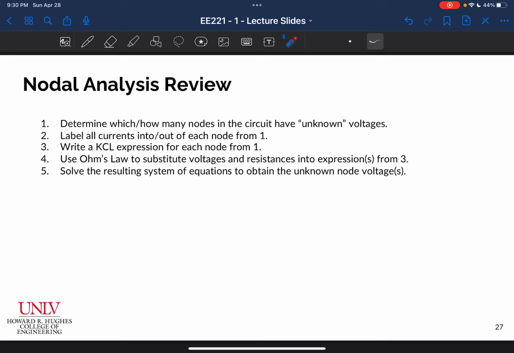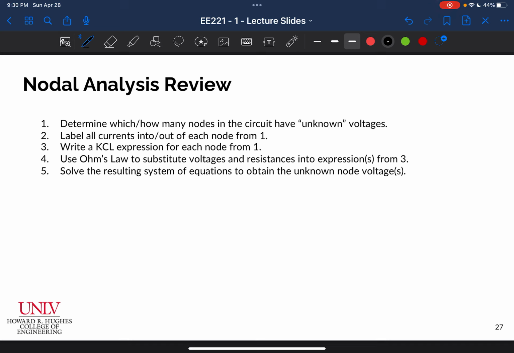I just kept it pretty simple so that we don't have to do too much work solving these differential equations. It's quite tedious to do that by hand. But after we write the KCL expressions for each node, we use Ohm's law and substitute voltages and resistances into our KCL expression so that all we're left with is a system of equations that we can then solve to obtain the unknown node voltages. Okay, so kind of a mouthful, but this is just review.